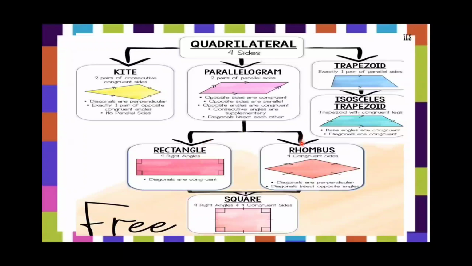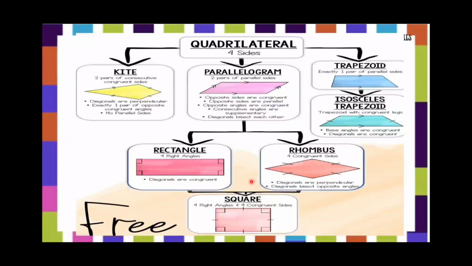Another one is the rhombus. A rhombus is a parallelogram with 4 congruent sides. The next example is a square. Take note that a square is considered to be a special parallelogram. Why? Because it possesses both the characteristics of a rectangle and a rhombus. A square has 4 right angles and 4 congruent sides.